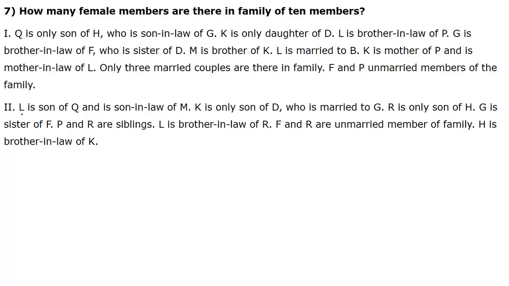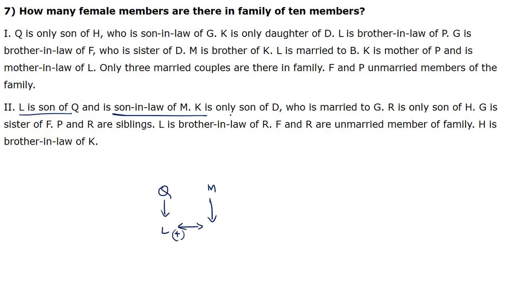Let's check out statement 2 here. L is the son of Q. Q's son is L. Okay, and L is the son-in-law of M. It is not said who here. If it were mentioned, it would have related to Q. But then L is the son-in-law of M, which means what? L would be the son-in-law to M. See here, L is the son of Q, and L is the son-in-law of M. So therefore, L is married to M's daughter.